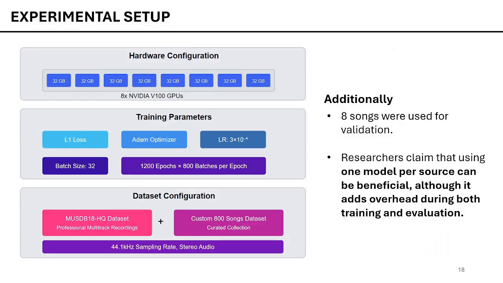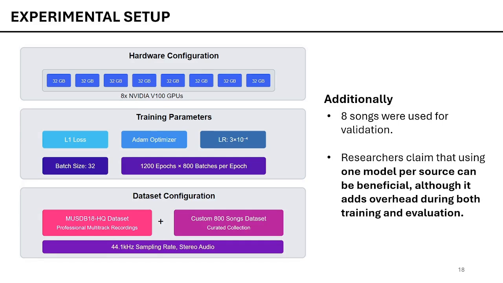All experiments were conducted on 8 NVIDIA V100 GPUs, each with 32 GB of memory. They used floating point 32 precision for all computations, ensuring high accuracy in model training. They applied L1 loss on the waveforms and Adam optimization. The model was trained for 1,200 epochs with 800 batches per epoch.